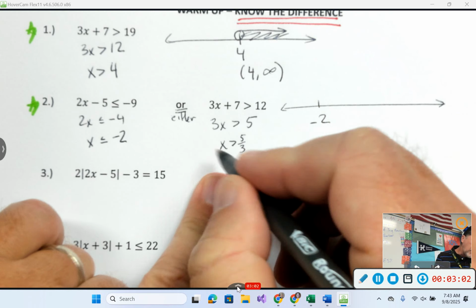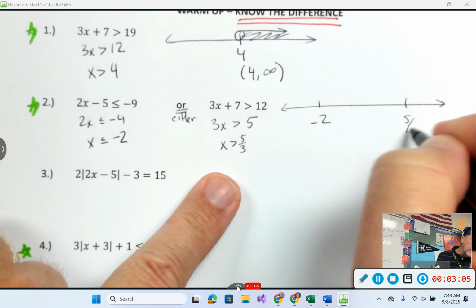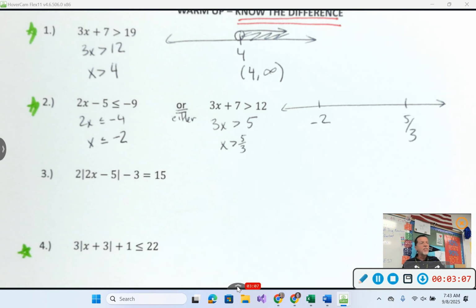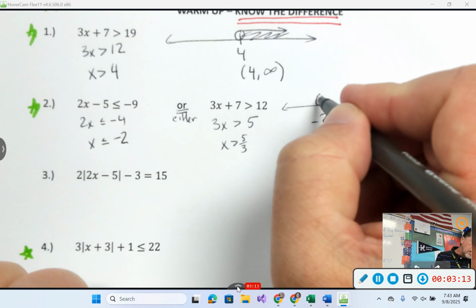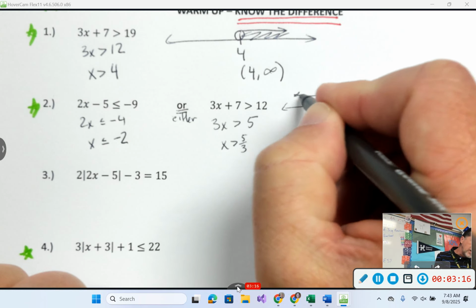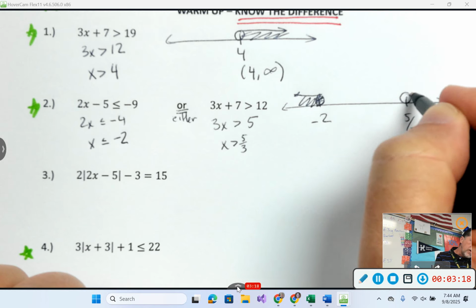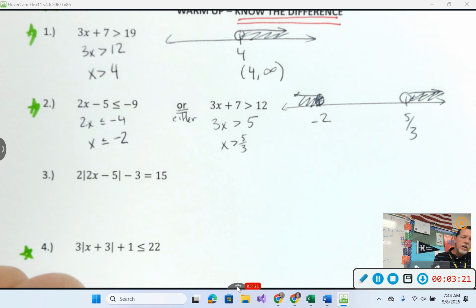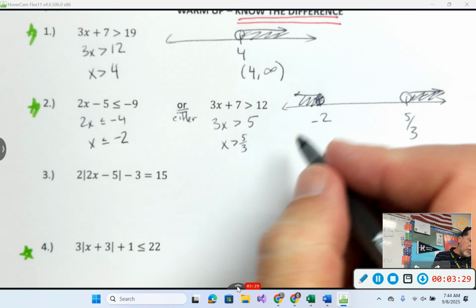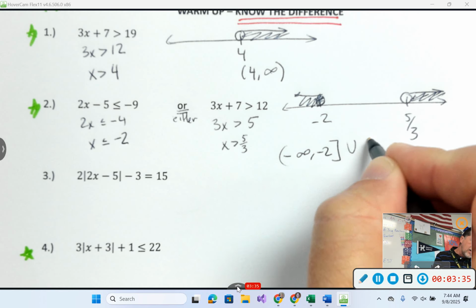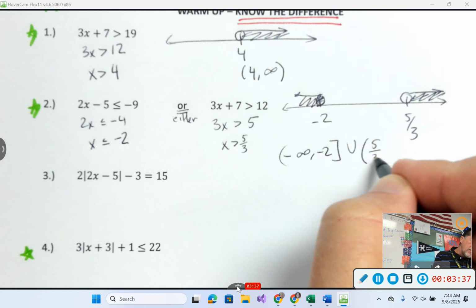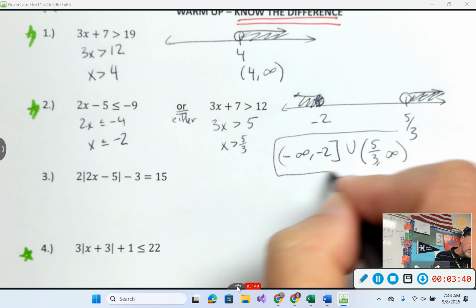Okay. Especially when one number is negative and one number is positive, then we really don't have to worry about how big is 5/3. Well, I don't know. It's bigger than negative 2, so no big deal. Less than or equal to, so closed circle at negative 2, open circle at 5/3. And we're not looking for the overlap, we're just looking for where anything is shaded. So it'll take 2 statements to catch all of that. Negative infinity to negative 2, bracket, union, 5/3 to infinity with the parentheses.